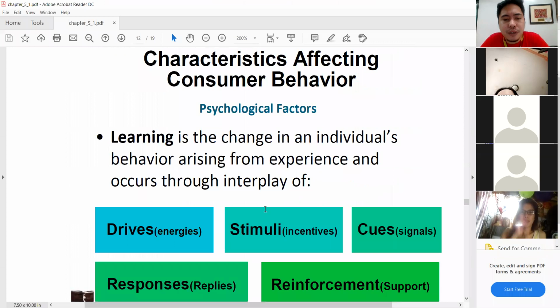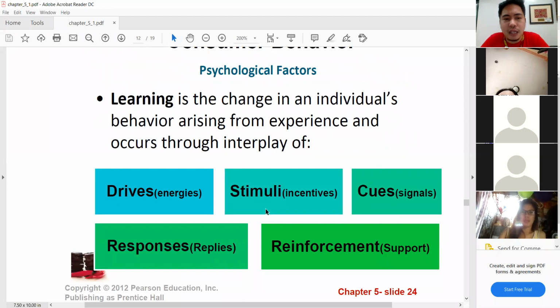So we have the psychological factors as well. We have learning. So it can be an interplay of the following factors. We have drives, stimuli, cues, responses, and reinforcements. When you say drive, you have the energy. When you say stimuli, you have the incentive. Okay. When you say cue, that is the signal. Responses is your replies, and reinforcement is support.